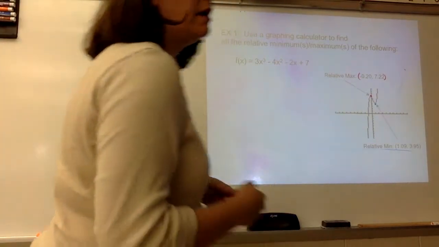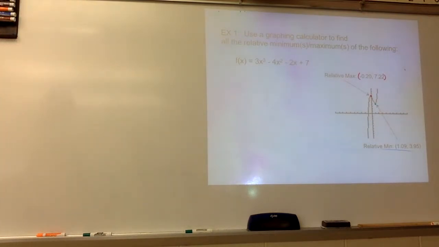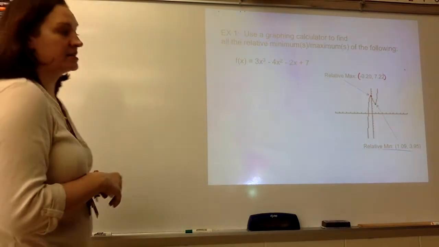If you do that correctly, your relative min should be at 1.09, comma 3.95. Please do not round those to 1 and 4. We want the exact decimals for this activity.